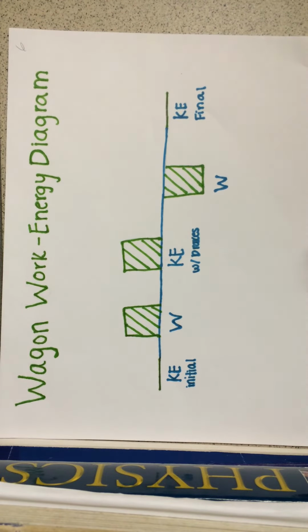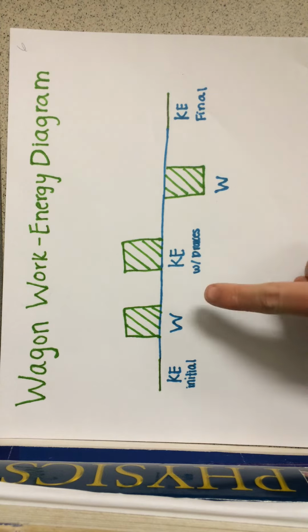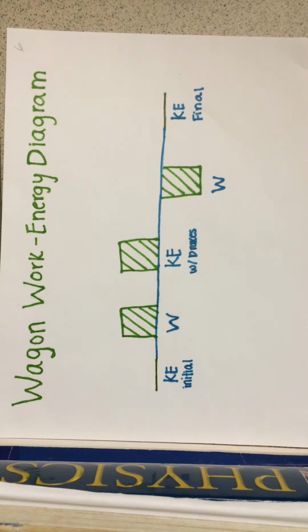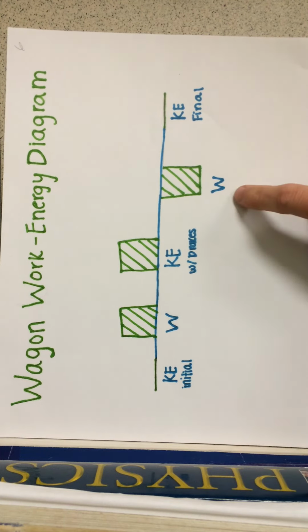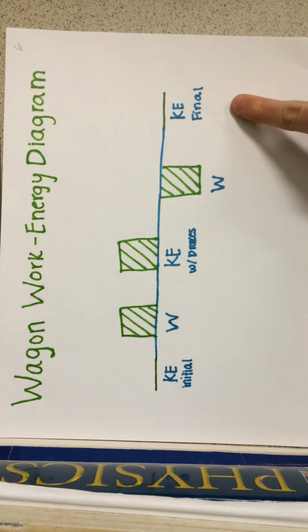The wagon work energy diagram shows the kinetic energy and work done to the wagon. The wagon starts out at rest, therefore the kinetic energy is zero. At the moment of impact, the wagon speeds up, causing positive work. Since the wagon is in motion, it has positive kinetic energy. The brakes are applied, causing the work to be negative, which cancels out the kinetic energy. So the final kinetic energy is zero because of rest.